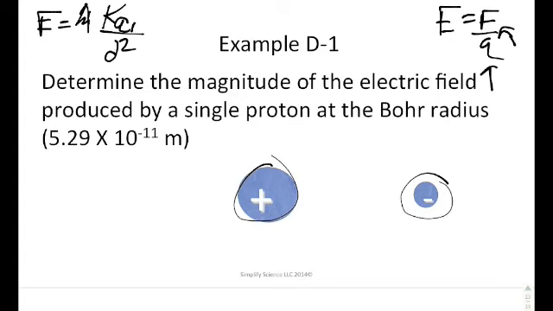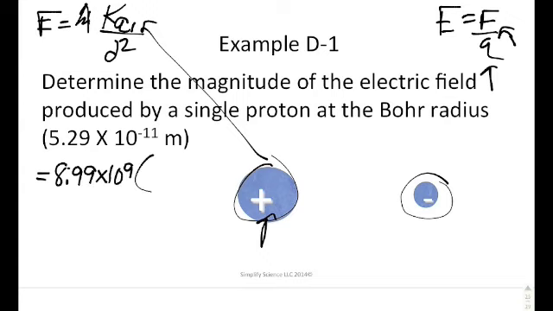You're looking at the electric field that's produced by a proton. So you're going to use the proton value as this particular charge. And generally speaking, you're looking at the positive charge when you're looking at an electric field. So we would say E equals 8.99 times 10 to the 9th times 1.6 times 10 to the negative 19th, divided by, and we have our d squared value.